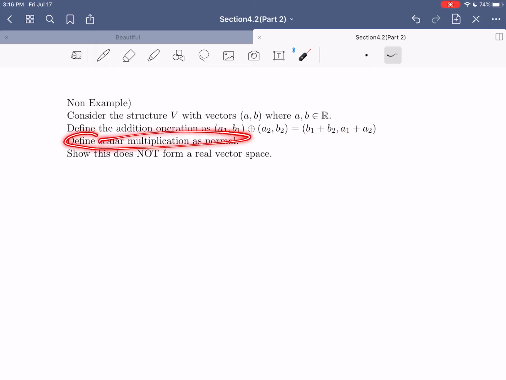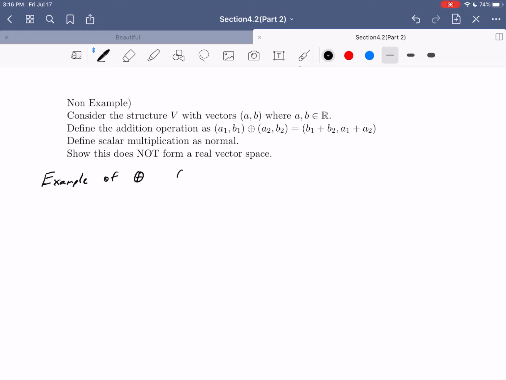We're going to define scalar multiplication as normal, and we're going to show that this does not form a real vector space. I would strongly recommend, whenever you see a non-standard operation, just for your own benefit, give yourself a little example to make sure you understand how it really works. This isn't my counterexample, it's just making sure I understand how this addition operation works. Let's just make up some vectors.